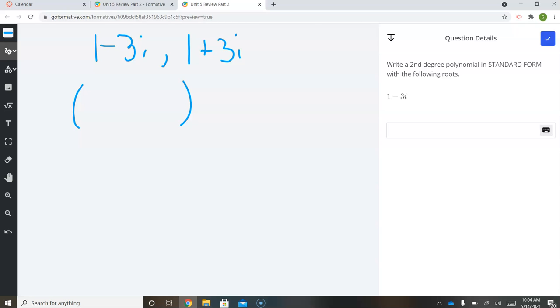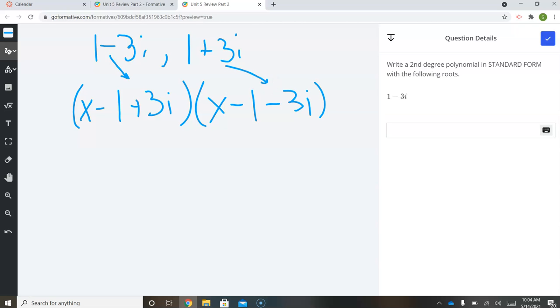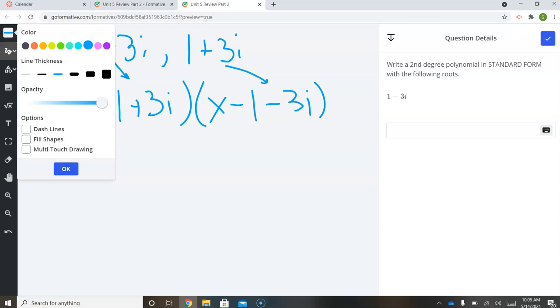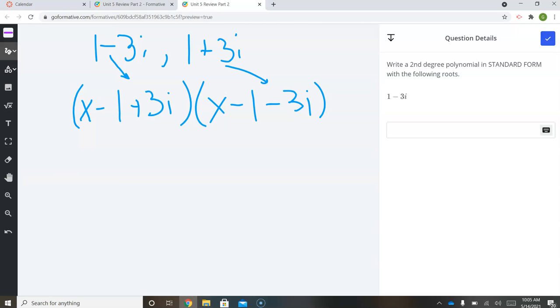This is the gross, like, triple FOIL. So one of your factors is going to be x minus 1 plus 3i. It's just the opposite of this first one. And then the other one is x minus 1 minus 3i. So it's the opposite of the second one. So notice the only sign that's changing with your factors is the one that's attached to the 3i. So now we're going to go through that triple FOIL. I'm going to do it in different colors so you can see.